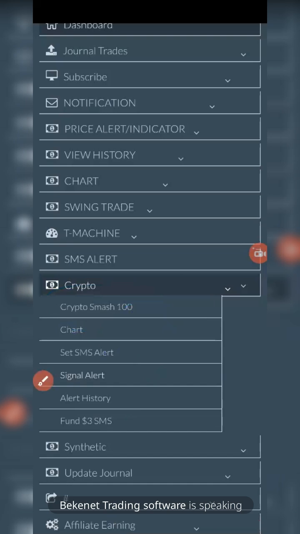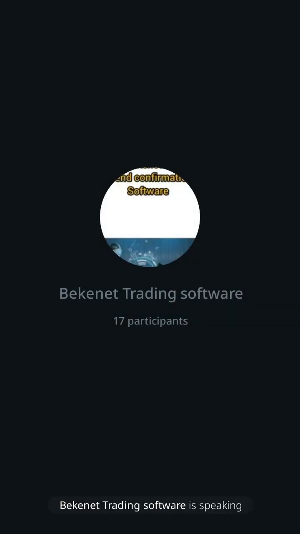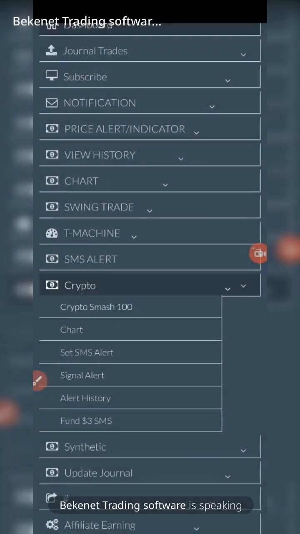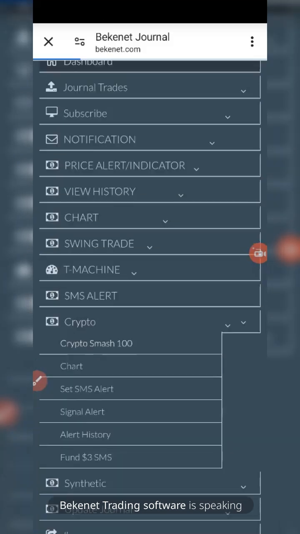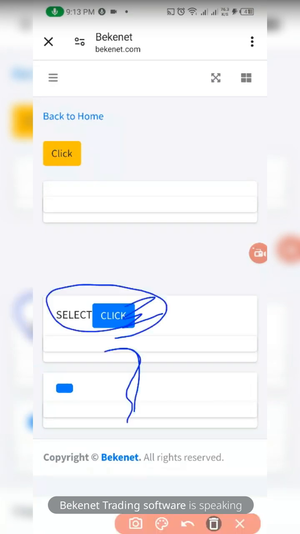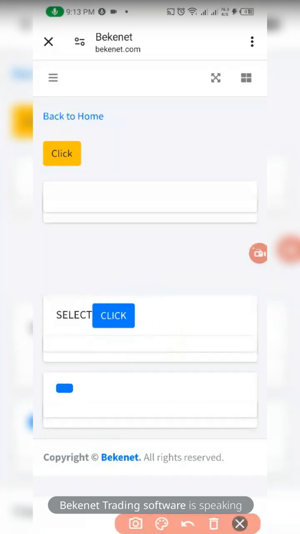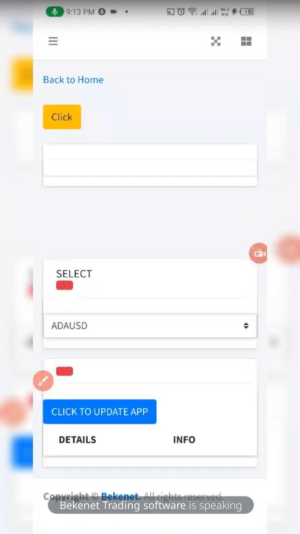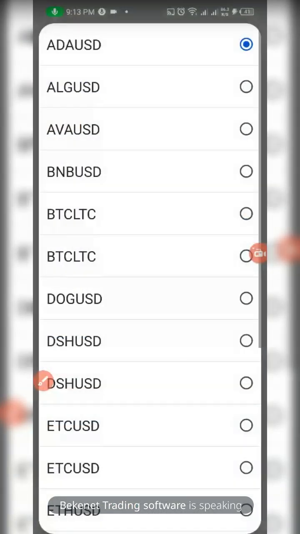First things first, how do I take a trade as a crypto trader? I'll just come here and click on this /100 pips. Once I click on /100 pips, a page is going to appear. The only thing I need to click is what? Click this blue icon. Once I click it, you see a drop down of all the different crypto pairs.